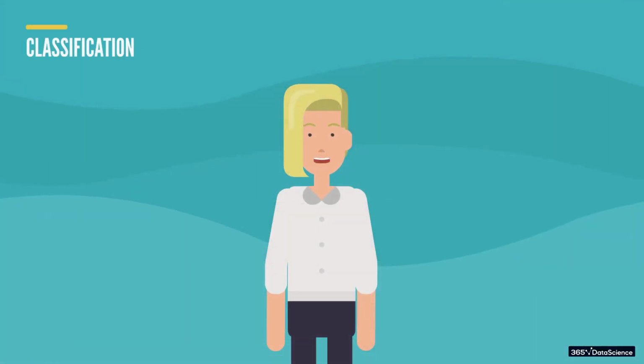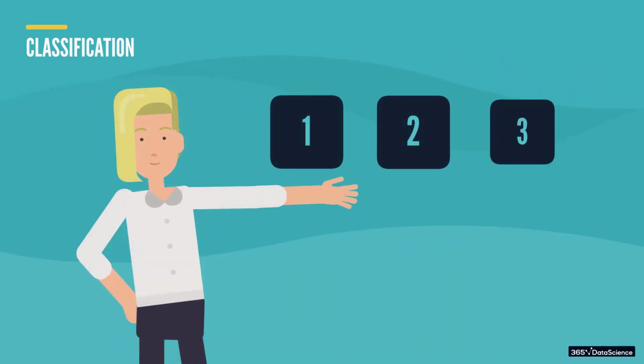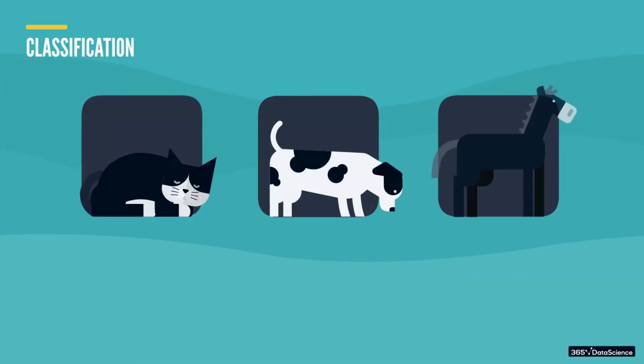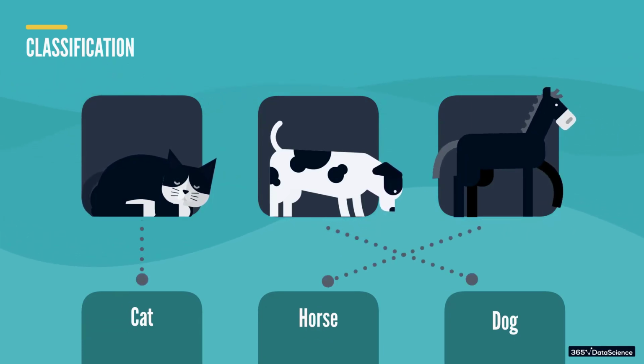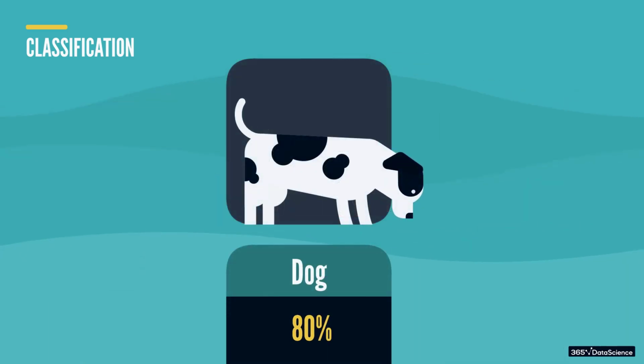In the case of supervised classification models, we aim to arrange objects in two or more categories. For example, if we have images of different domestic animals like cats, dogs, and horses, then we would want to implement an algorithm that can identify which animal appears in a specific image with a high degree of certainty.